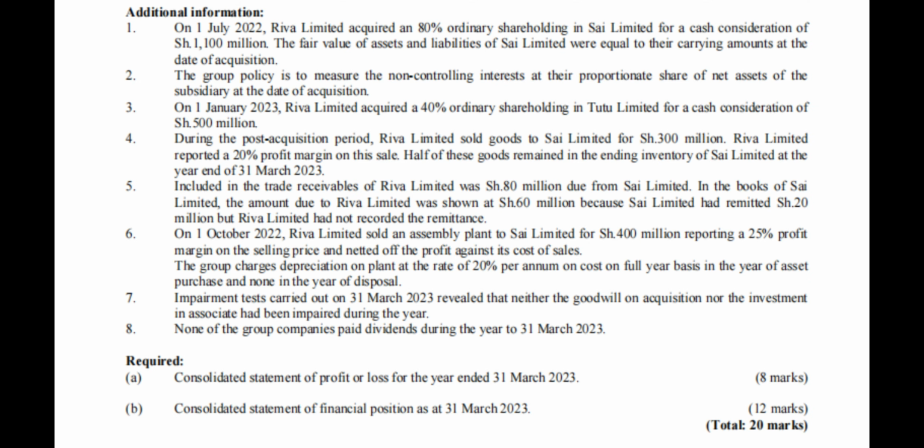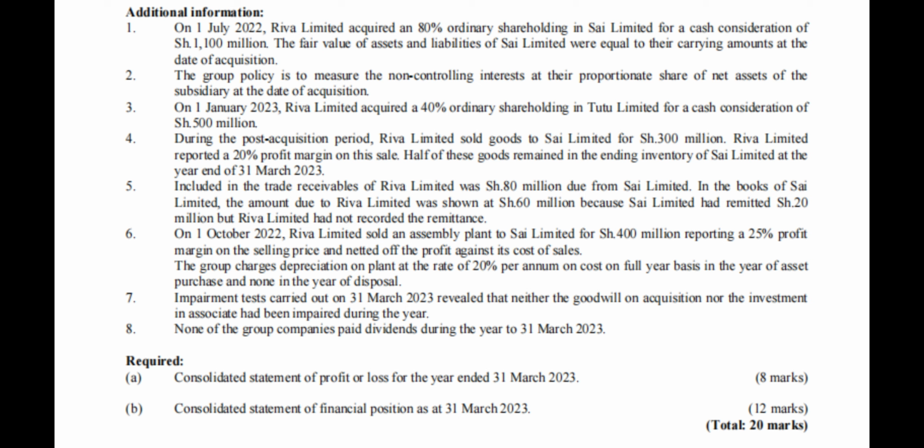Additional information. 1. On 1st January 2022, River Limited acquired an 80% ordinary shareholding in Sai Limited for a cash consideration of 1,100 million. The fair value of assets and liabilities of Sai Limited were equal to their carrying amounts at the date of acquisition. 2. The group policy is to measure the non-controlling interest at their proportionate share of net assets of the subsidiary at the date of acquisition. 3. On 1st January 2023, River Limited acquired an 80% ordinary shareholding in Tutu Limited for a cash consideration of 500 million shillings.